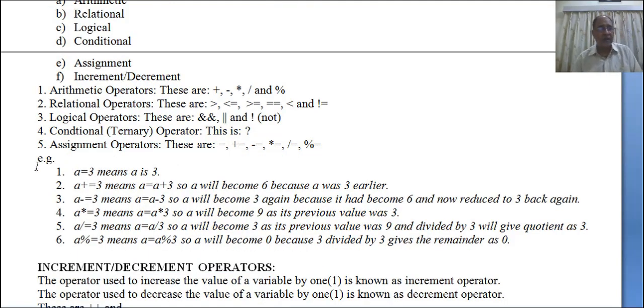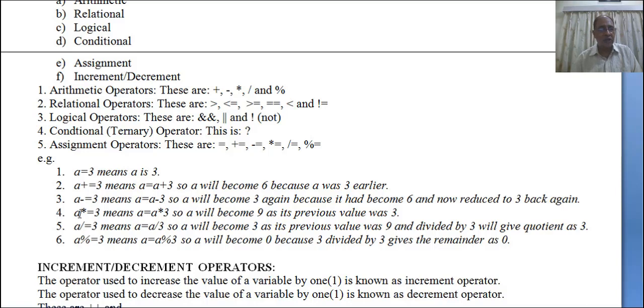Now for example, a is equal to 3 means the value of a is 3. a plus equal to 3 means a is equal to a plus 3. This is the expression actually, and so a will become 6 because a was 3 earlier. So 3 will be added to the previous value of a, which will become 6. If we say a minus equal to 3 after this, then that means a is equal to a minus 3. So a will become 3 again because it had become 6, but now 3 is deducted from 6, so it becomes 3 again.